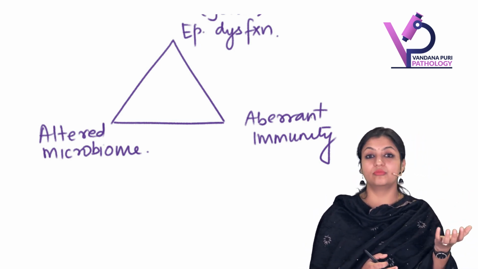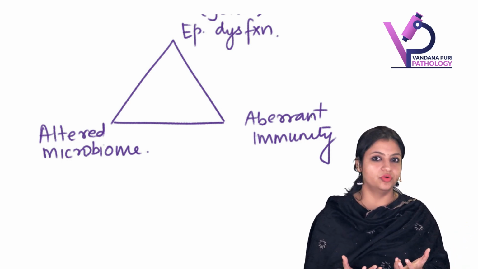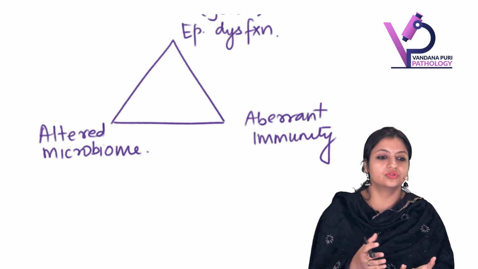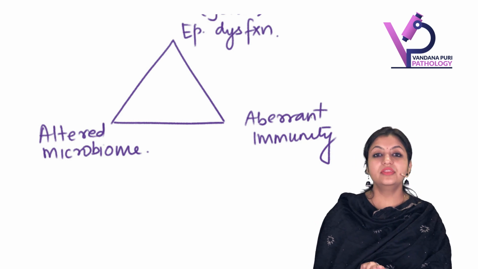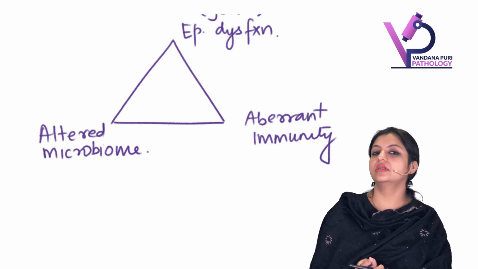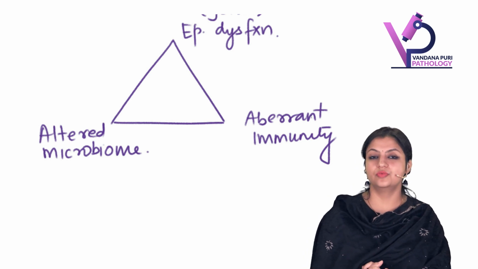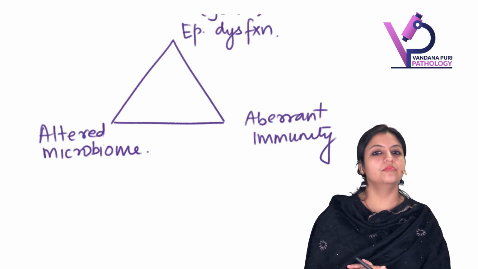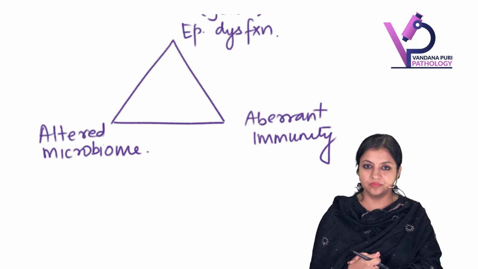So the important bases of inflammatory bowel diseases are, first, an altered microbiome. The microbiome, which is normally protective, is somehow altered. Then aberrant immunity. Immune cells behave aberrantly and show an excessive response even to the normal antigen, which shouldn't happen. And the third is epithelial dysfunction. There is some kind of epithelial barrier dysfunction occurring, which is a culprit in inflammatory bowel diseases.